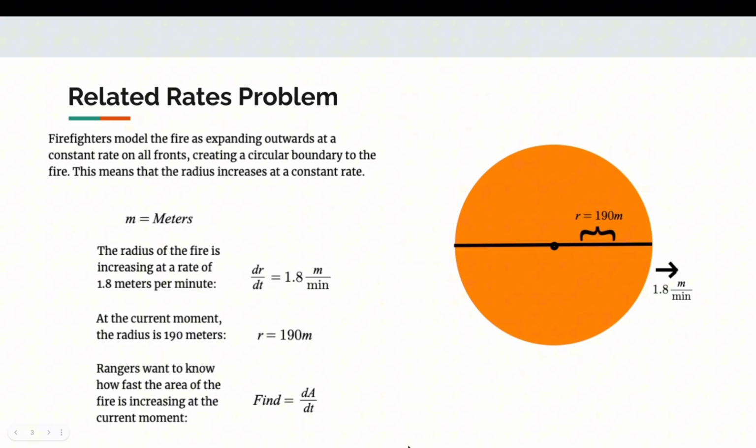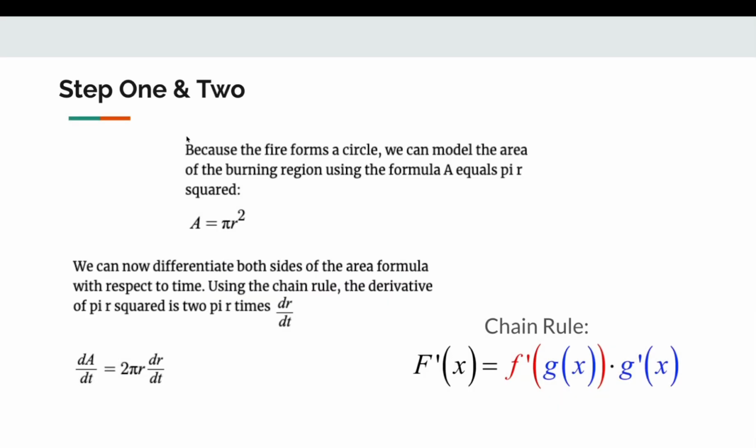The rangers want to know how fast the area of the fire is increasing at the current moment. So we're finding dA over dt. And we're just writing all these down so that we can maybe substitute them in later. So firstly, because the fire forms a circle, we can model the area of the burning region using the formula A equals pi r squared, just like this.